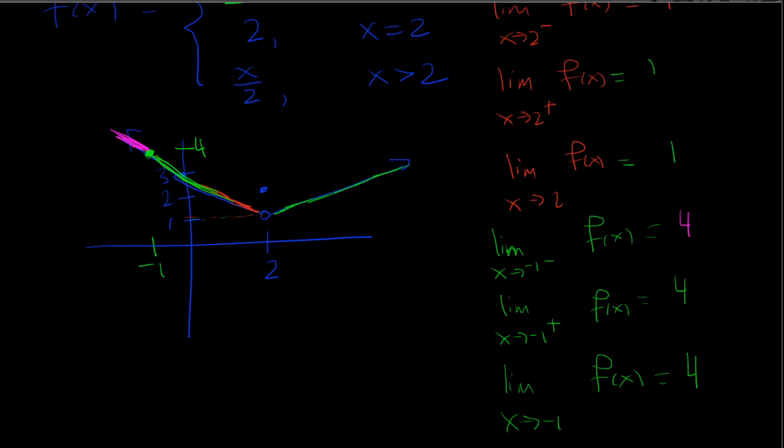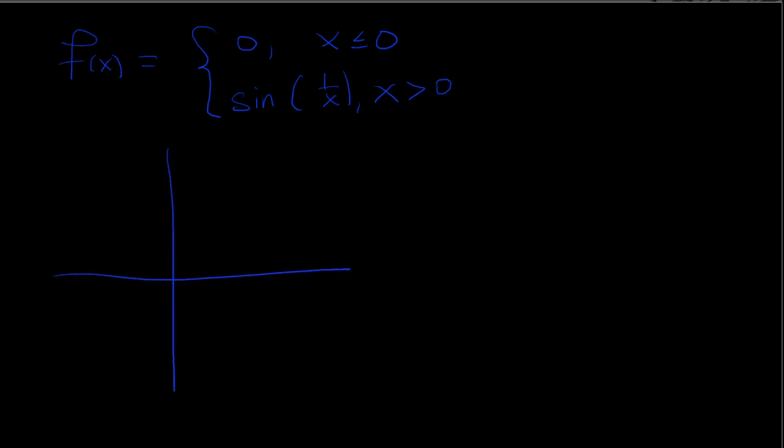Now let's look at a more interesting piecewise function. Let's say we have f of x to be 0 if x is less than or equal to 0, and sine of 1 over x if x is greater than 0. So let's graph this. When x is less than or equal to 0, we get 0, so we have that nice straight line. And to the right of it is sine of 1 over x.